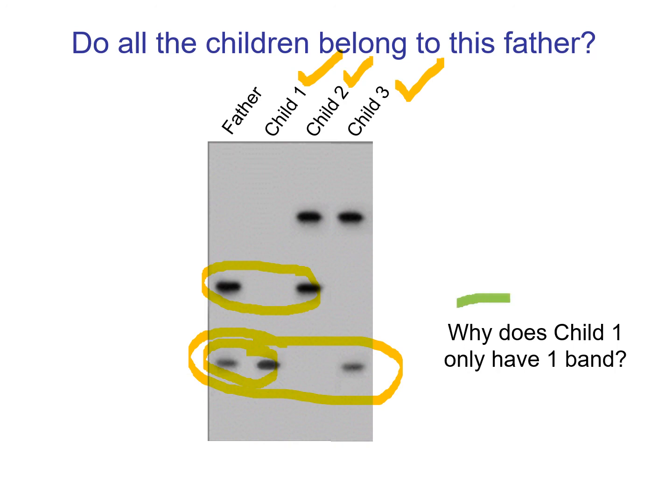So notice over here I have another question for you. Why does child 1 only have one band? Good question. Well, it turns out sometimes people have 2 alleles that are the same. So this person actually has 2 bands, but they're both traveling the same distance on the gel. Just kind of an interesting question.